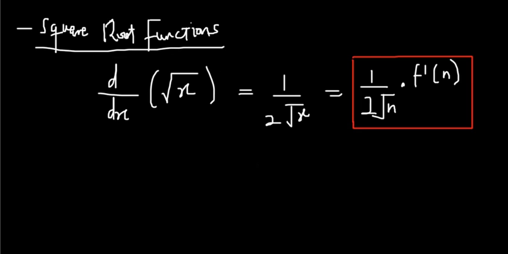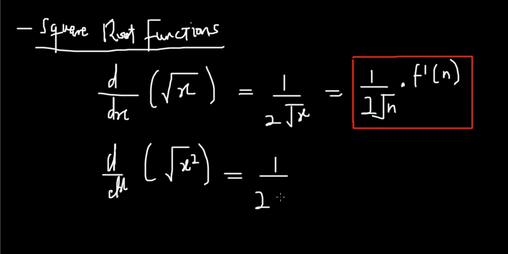So let's take another example. So let's say you have d over dx, and then we have maybe the square root of x squared. So this is how the answer will look like. So first you need to write 1 over, and then you keep your roots, and then you write your n. n is x squared, okay, and then you multiply that by the differential of n. So the differential of n is 2x, okay.